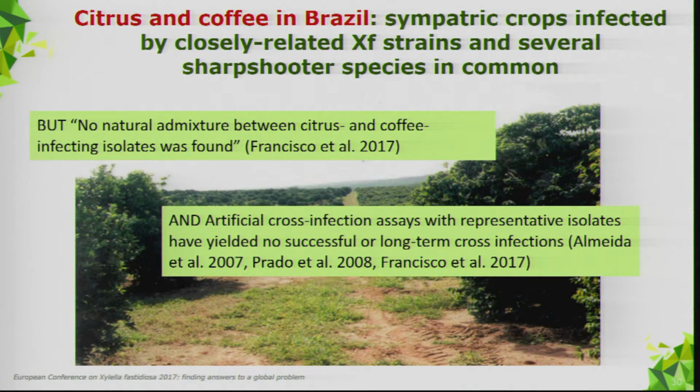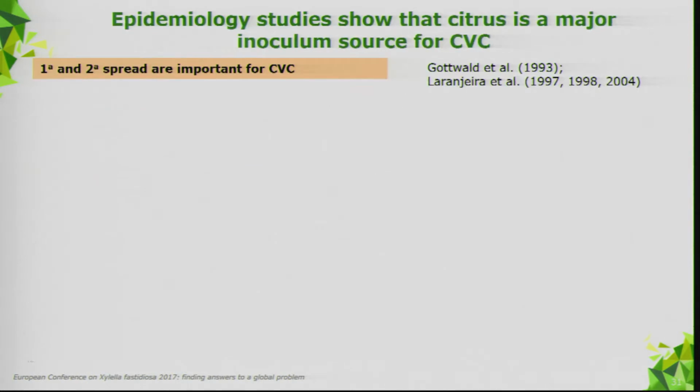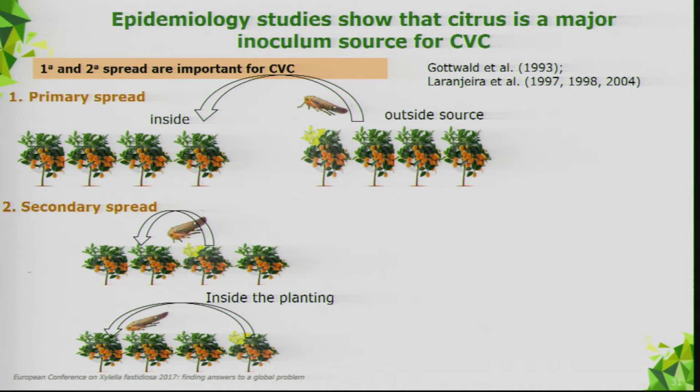Also, if you do reciprocal inoculations, putting citrus strains in coffee and coffee strains in citrus, you don't get cross-infection. Or you do get a bit. You can see a local infection, but months later they disappear, so you don't have a chronic infection. So citrus is not serving as a source for coffee and vice versa, although they have similar vectors and are close to each other. So the body of epidemiological evidence has shown that citrus is a major source plant for spread of CVC. This is based on many studies, and we know today that both primary spread from nearby orchards and secondary spread from plant to plant play a major role in epidemiology.